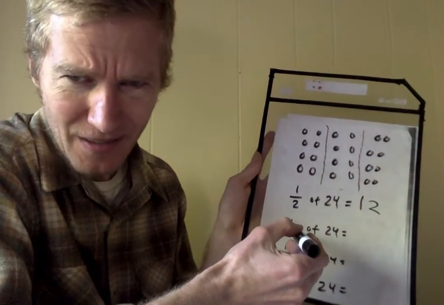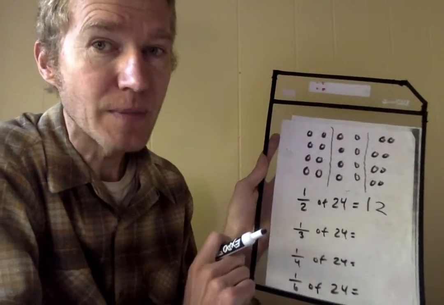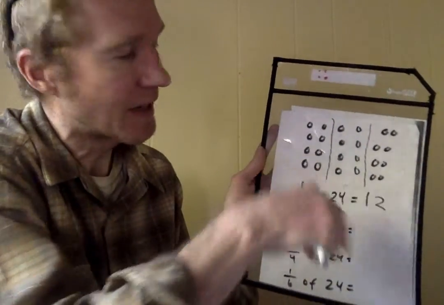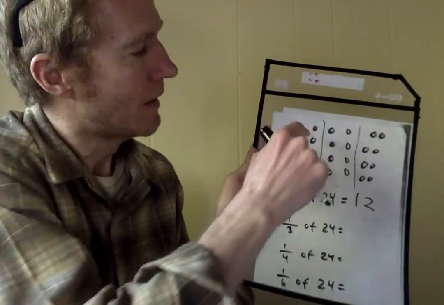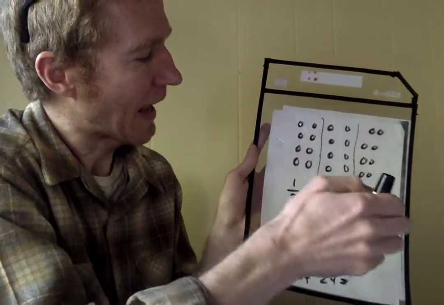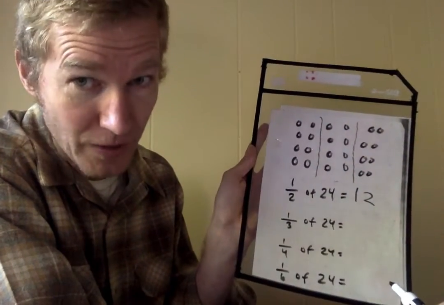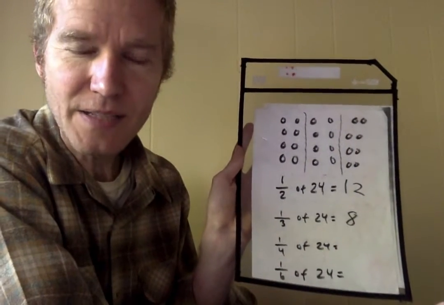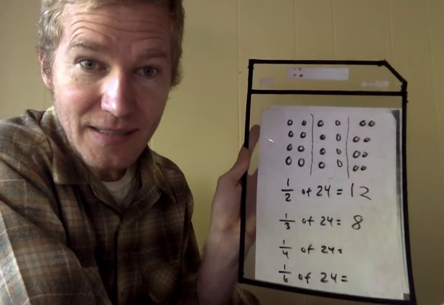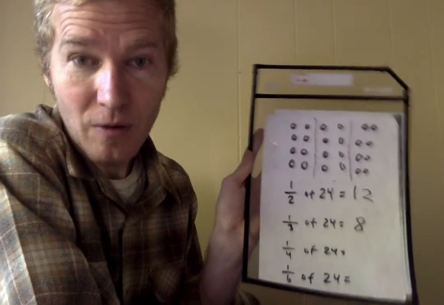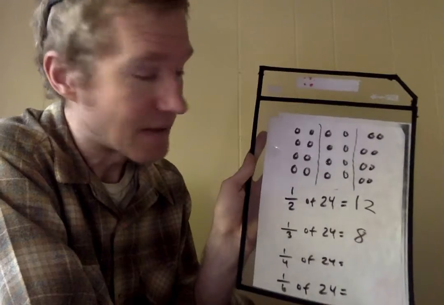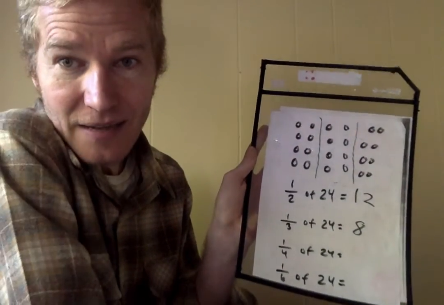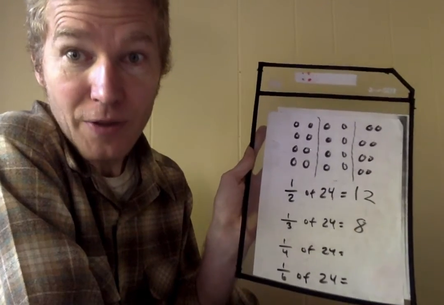Denominator means how many slices are there? The numerator means how many are we talking about? I'm talking about 1 equal slice. Well, I just cut into 3. Just count them up. 2, 4, 6, 8. 1/3 of 24 is 8. And that makes sense, right? Because 8 times 3 is 24, or 24 divided by 3 is 8. If you cut 24 into 3 equal parts, it's 8. 8 is 1/3 of 24.